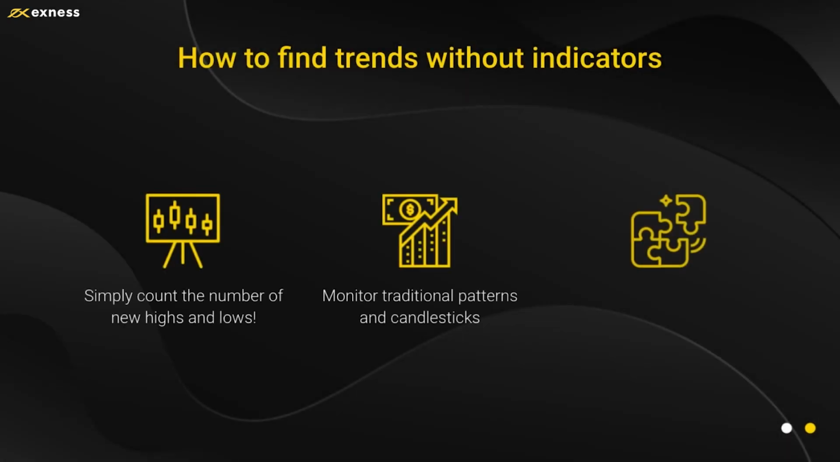So the best and most basic approach to find a trend is just to count the number of new highs and lows. If you've got 3 or more, you might have a trend. And it's also important to combine this with looking at traditional patterns of candlesticks, and don't forget the context. Try to combine and compare signals whenever you can.